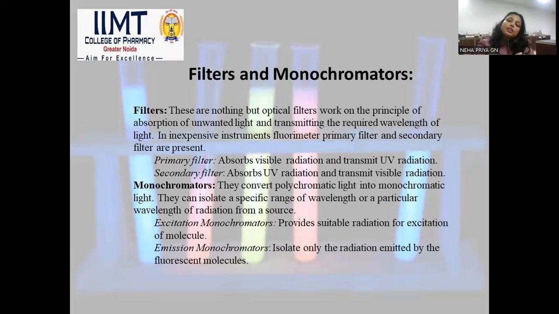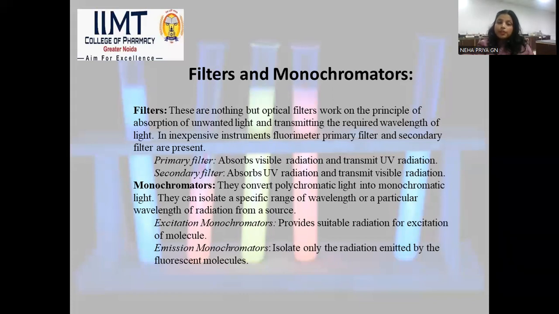So you can say the first one is the excitation filter that will excite the radiation to go towards the sample and do all the processes in fluorimetry. And the second one is the emission or capturing filter that will capture all the radiation and make it easy for that radiation to go towards our detector. Same goes for the monochromators.